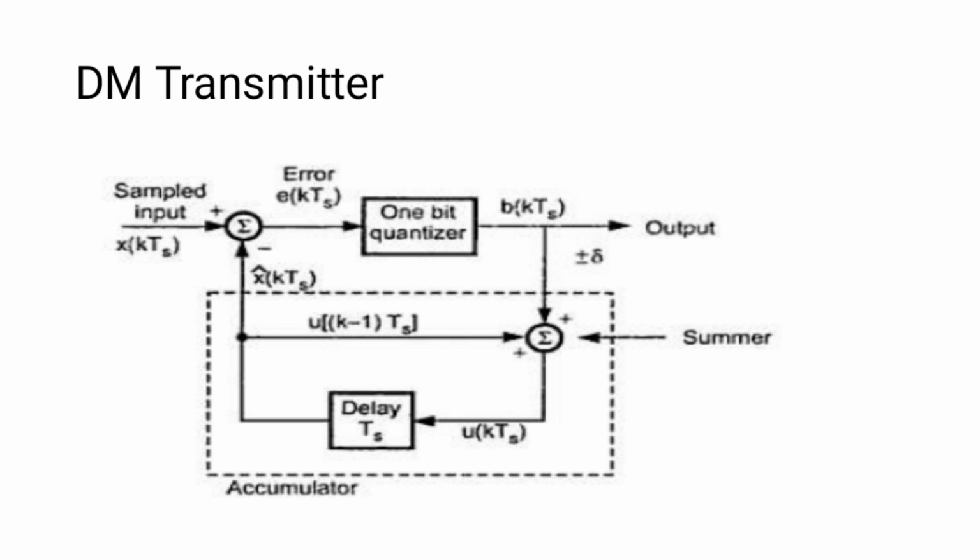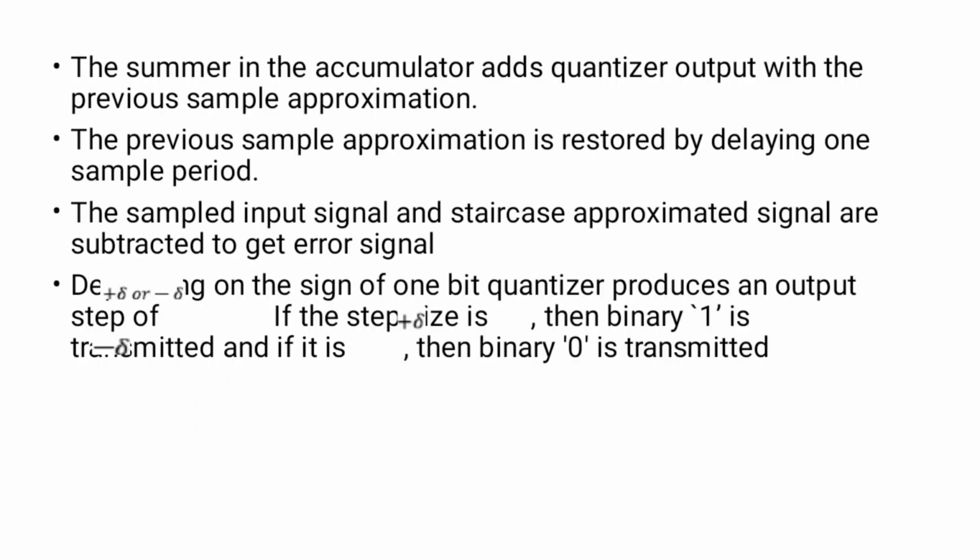The summation of the delayed element and binary data is called the accumulator. What does the accumulator do? Two processes happen here: one is addition, and the other is delaying that added data. That is the accumulator. The final binary data is transmitted to the channel. That's explained here: the summer in the accumulator adds the quantizer output with the previous sample approximation value, delayed by one sample period.